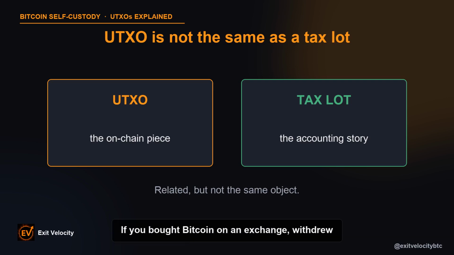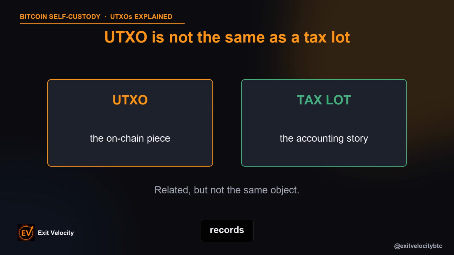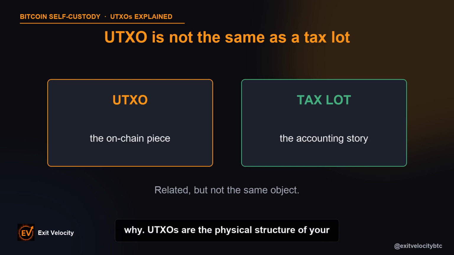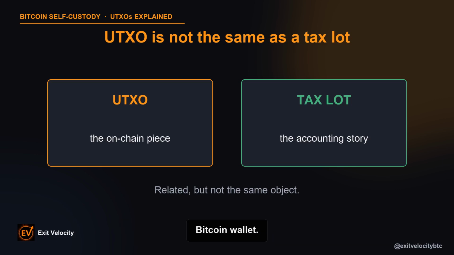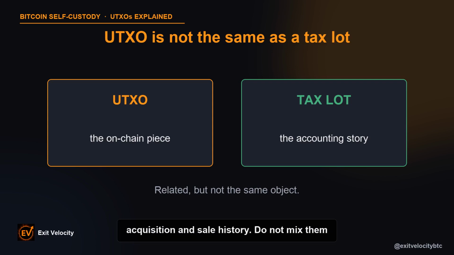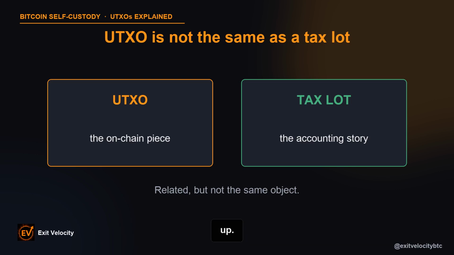If you bought Bitcoin on an exchange, withdrew it, moved it again, consolidated it, and later sold part of it, your wallet history and your tax records are related, but they are not the same object. That is why the last episode mattered. Form 8949 is not created by magic. Your records explain what you sold, what it cost, and why. UTXOs are the physical structure of your Bitcoin wallet. Tax lots are the accounting story behind your acquisition and sale history. Do not mix them up.